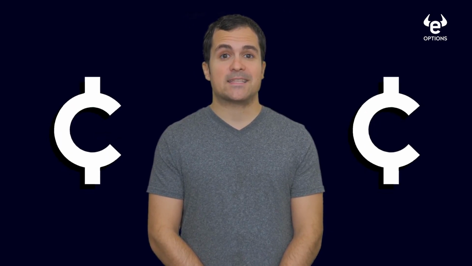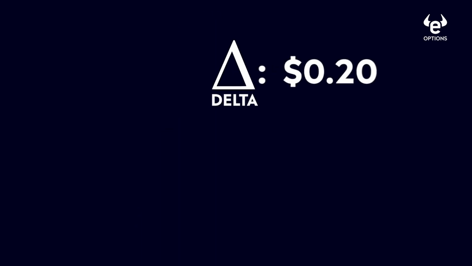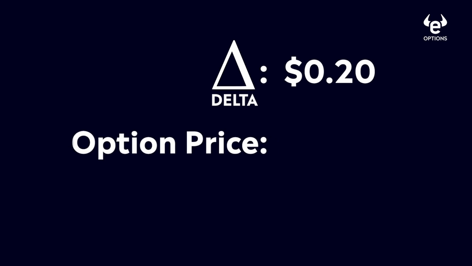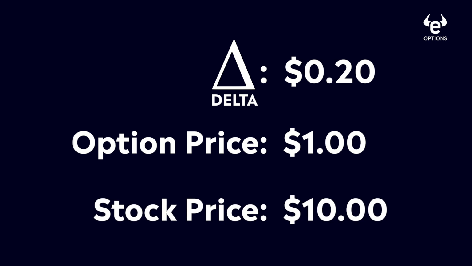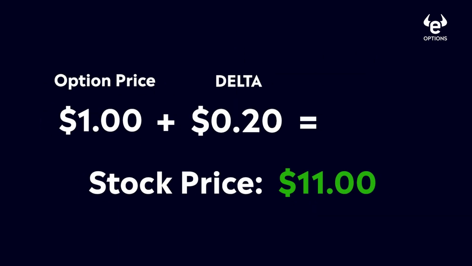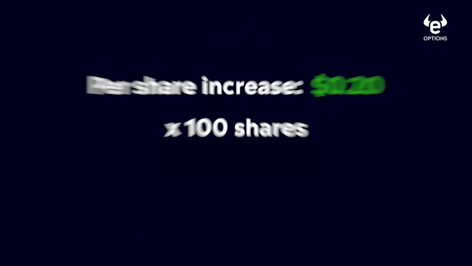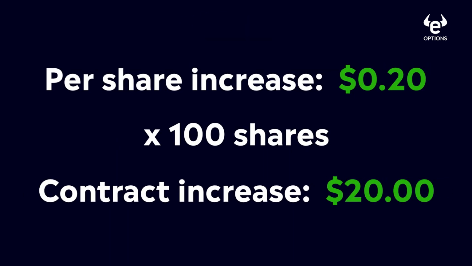Let's start with delta. Delta is a value that is in cents, and it tells you how much the price of the option will change per share with a $1 change in the stock price. If the delta is 20 cents and the price of a bullish call option is $1 and the price of the stock is $10 and goes to $11, the price will, in theory, become $1.20 per share. So for the entire contract of 100 shares, the value will have increased by $20.